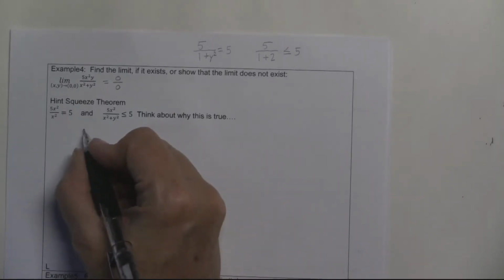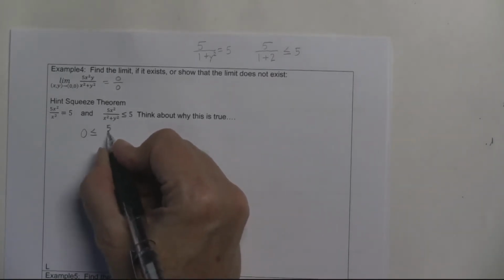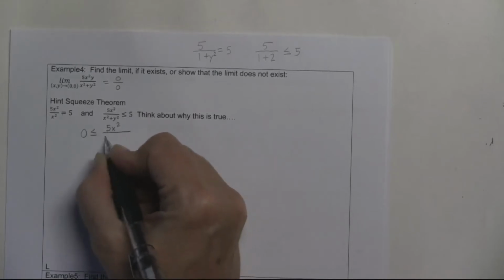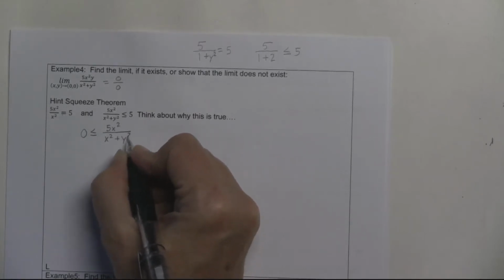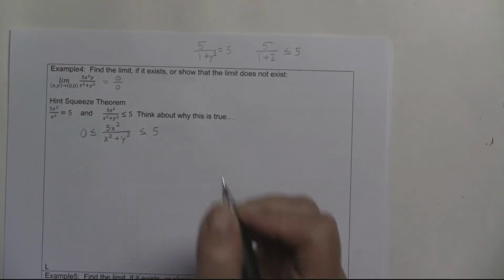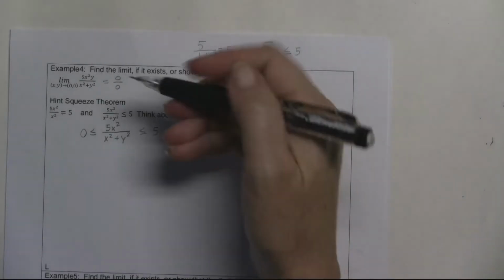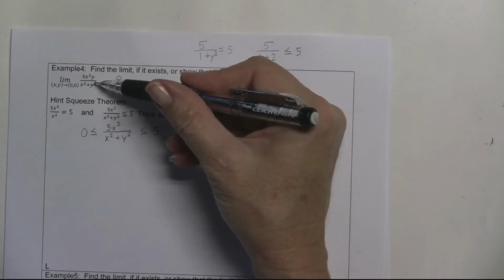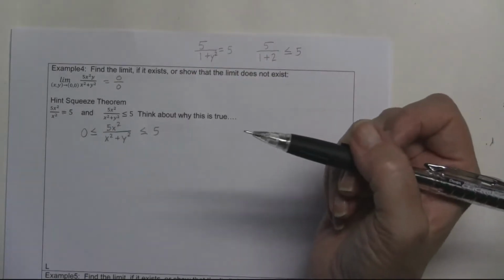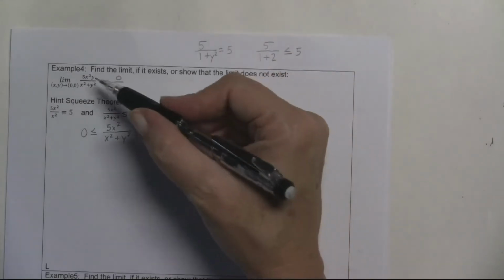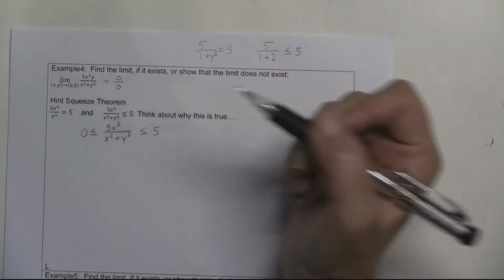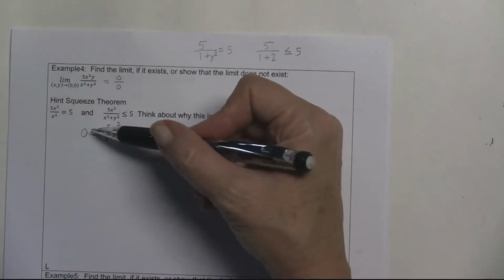So I want to start off here like this: 0 is in between, 5x squared over x squared plus y squared, and less than or equal to 5. Now, the reason we're building this is look what we have right here. That's what we're aiming for. The only thing I don't have here now is y. And if I just multiplied this by y, that by y, and that by y, I'd have to be careful because y could be positive or y could be negative.